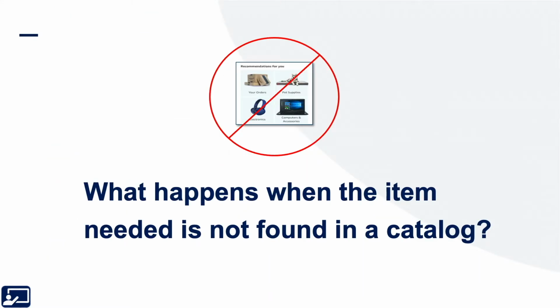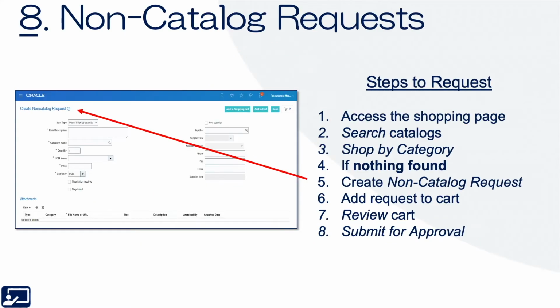So, what happens when the item needed is not found in a catalog, like a service, or something that's new, or something that we have to be made to order, something we have to have proposed to us? Well, then we use a non-catalog request. The steps to do this request, though, are very similar. Access a shopping page, search the catalog, shop by catalogs. If nothing's found, then instead of adding it to my cart, I go to my non-catalog request and I type in what I want and I add that to my cart, review my cart, and submit for approval.